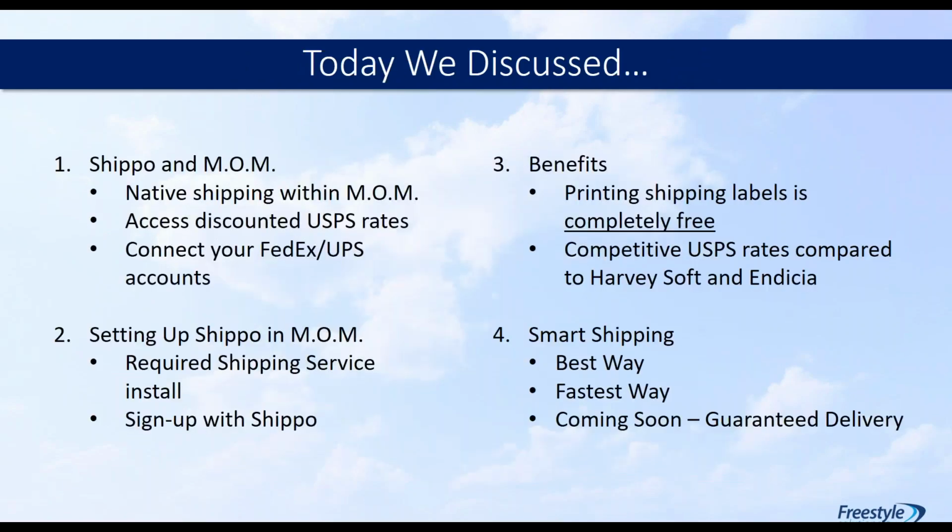So today we discussed a lot, and I want to thank you guys for listening. One of the things we talked about with Shippo and M.O.M is native shipping within M.O.M. No longer do you have to go outside of M.O.M to print out those labels and pull in those tracking numbers. Everything is done within the M.O.M service itself. You get access to discounted USPS rates, and you can connect your FedEx and UPS accounts. Setting up Shippo within M.O.M first requires a shipping service install, then you sign up with Shippo, enter the authorization token and do the setup inside of M.O.M in the maintain shipping methods setup menu that we showed.